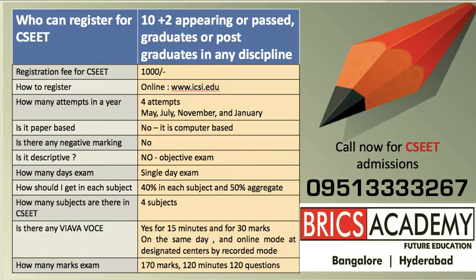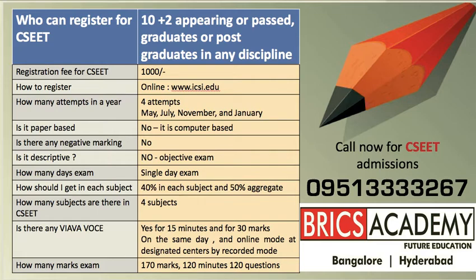How many attempts in a year? This entrance examination into Executive is conducted 4 times in a year: in the months of May, July, November, and January. So there is a lot of flexibility. Previously, the foundation program exam was conducted twice a year, that is, every 6 months. Now there is an exam every quarter.